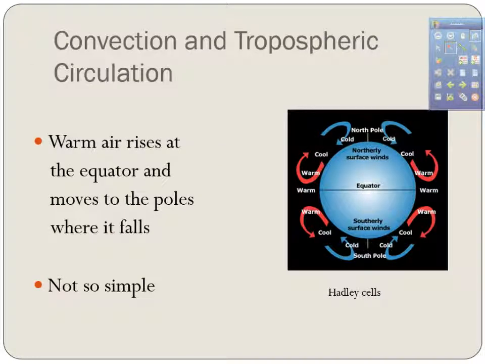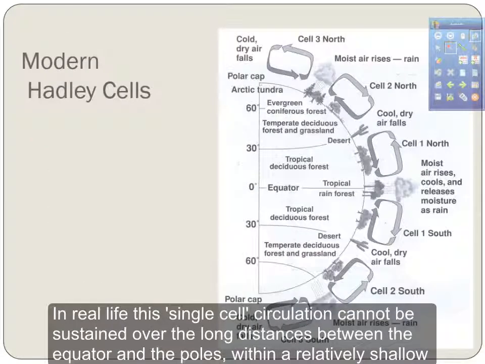Okay, so again, as a refresher, warm air is going to rise at the equator and move to the poles where it falls. It's a lot more complex than that. This is just the basic line. So a modern Hadley cell, looking at how the air is moving, is going to look something like this. And so you see the different climates, again, are based on the temperature and the rainfall. The rainfall is really going to be controlled by how the air is moving. So you're seeing all those different weather patterns in different parts of the globe.